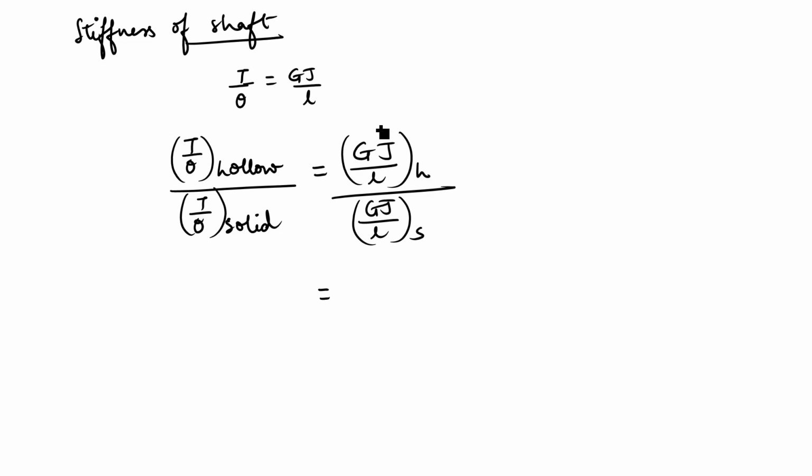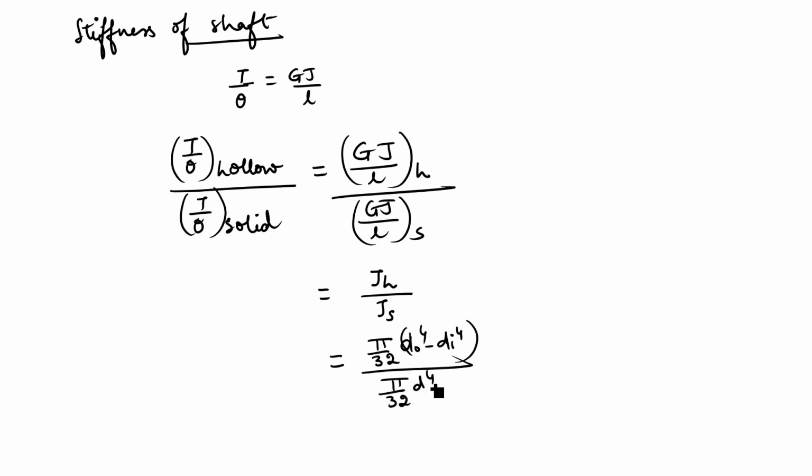Now the value of G is obviously going to be same for both the shaft and the length of both the shaft also we can assume to be equal. So what remains is the value of J. So I'll have J hollow upon J solid. For calculating J hollow, the formula is pi by 32, D outer raised to 4 minus D inner raised to 4, and for solid it is pi by 32 D raised to 4. So when I solve this, I will get the value as 1.022.